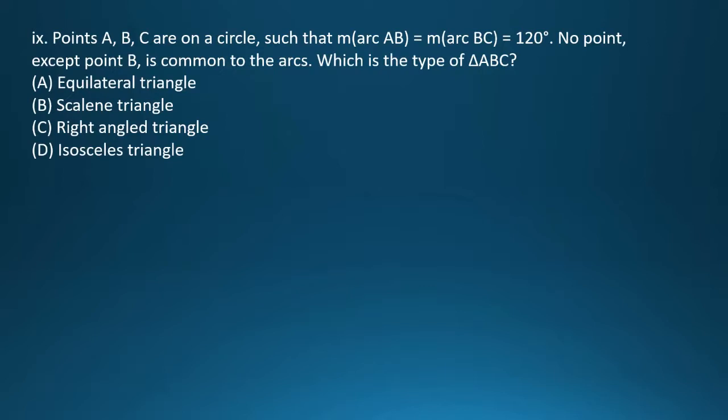The ninth question. Points A, B, C are on a circle such that major arc AB is equal to major arc BC is equal to 120 degrees. No point except point B is common to the arcs. What type of triangle is ABC? So we have to find out what type of triangle ABC is.